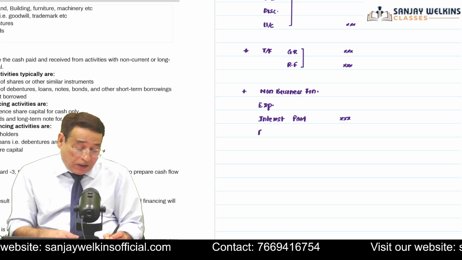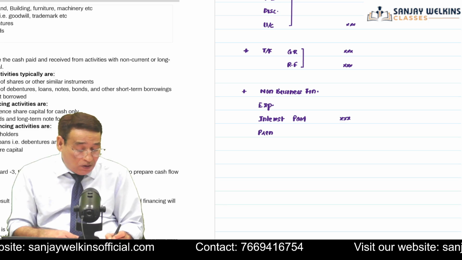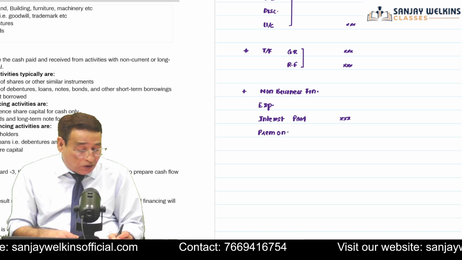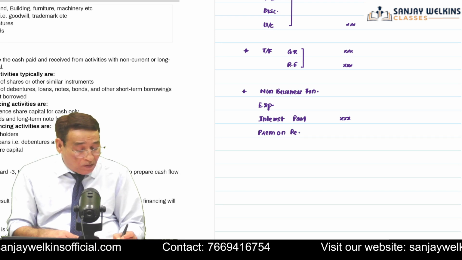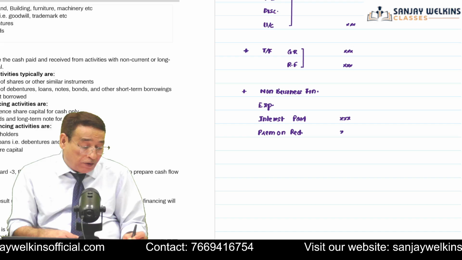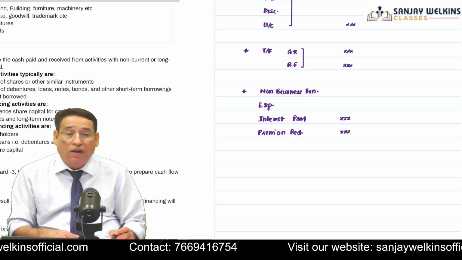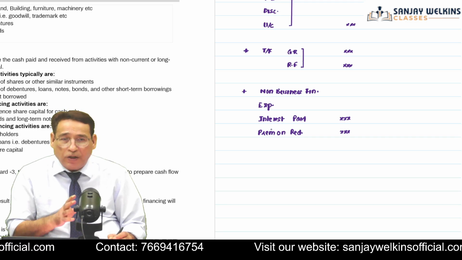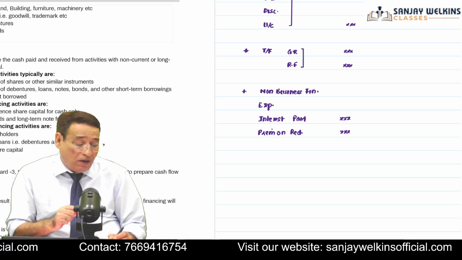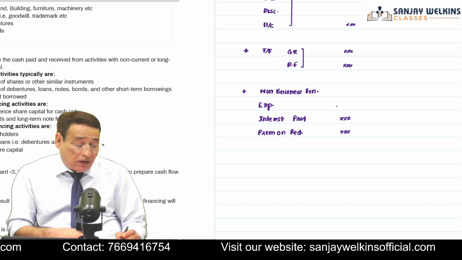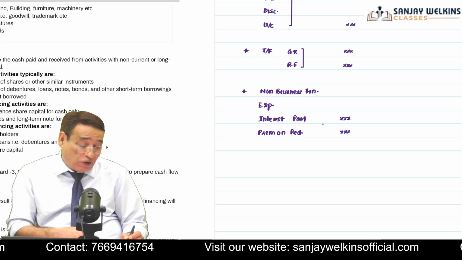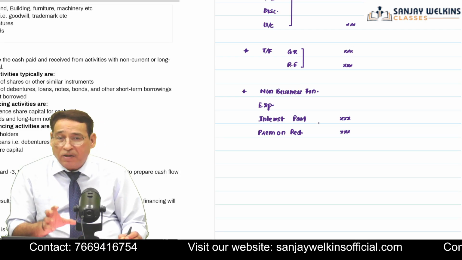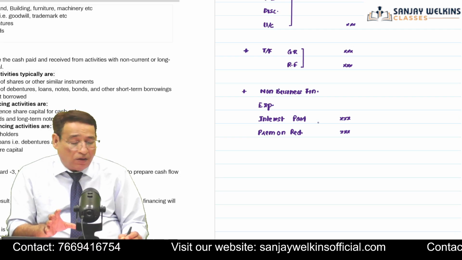Similarly, premium on redemption of debenture or preference shares. This is again an expenditure which is considered as non-business financing expenditure. Is it clear to you or not? So all these expenditures are considered as what we call non-business financing expenditure. Is it clear to you or not?